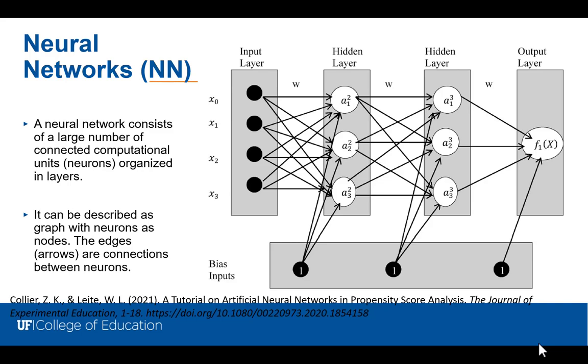So, neural networks consist of a large number of connected neurons that are organized into three layers: the input layer, multiple hidden layers, and an output layer. This can be shown in a graph where the neurons are the nodes and the edges are the connections between neurons. Here the edges are the arrows. Now there is also a bias that's added, like an intercept of one, and the edges correspond to weights that weight the components to provide an output for each neuron.